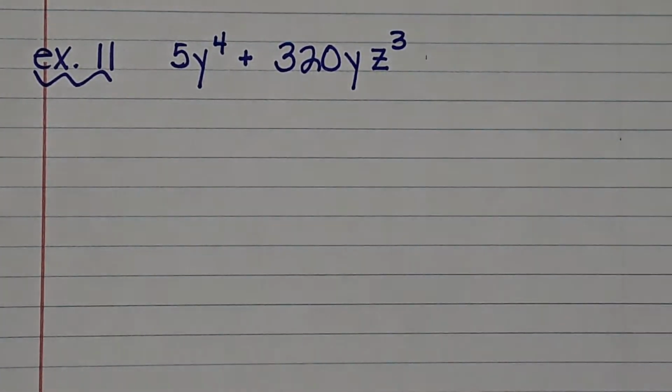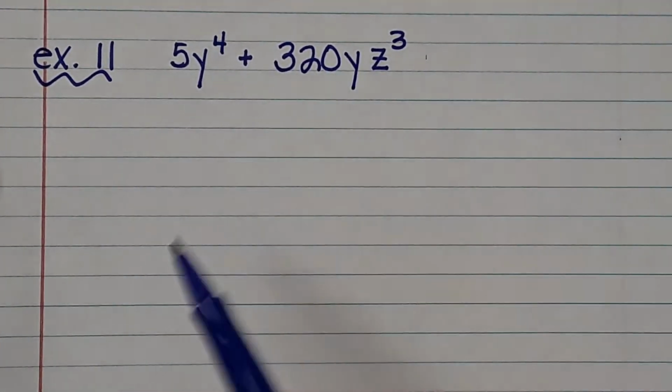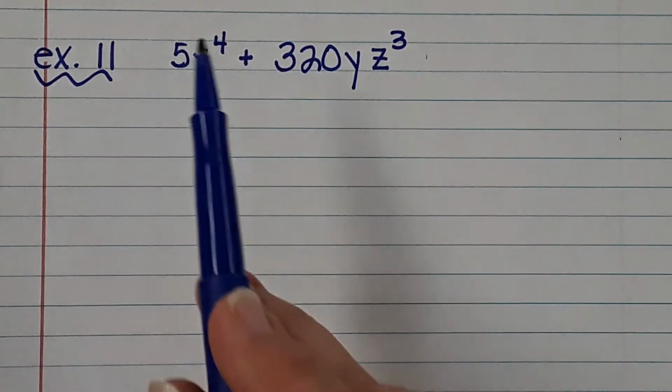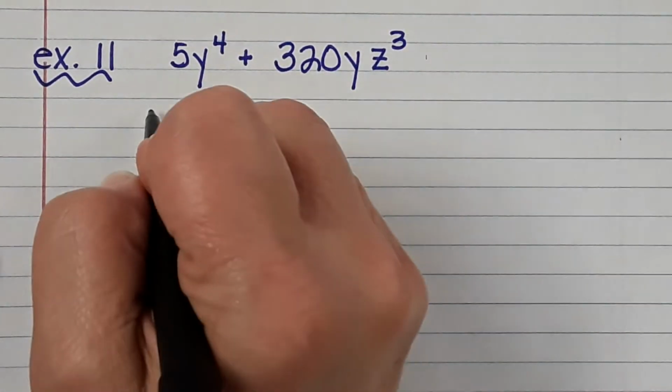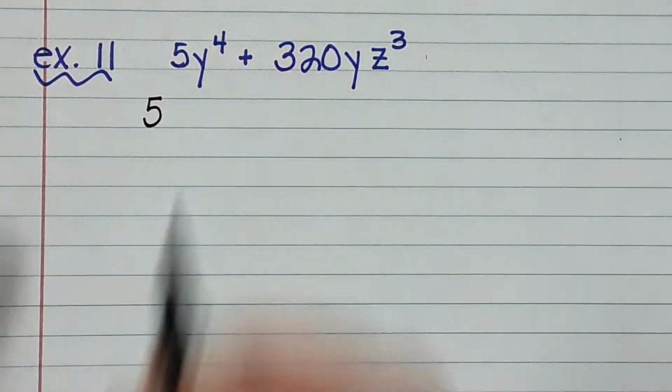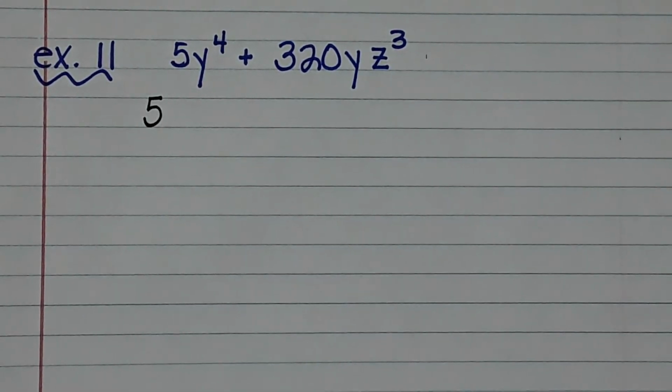Okay, so they do have something in common. And you guys, you always take the smallest number. So look at the smallest number. Does 5 go into 320 evenly? Yes. Then that is what we're going to pull out. And then, do they have a variable in common? Yes. What do they have in common? Y.